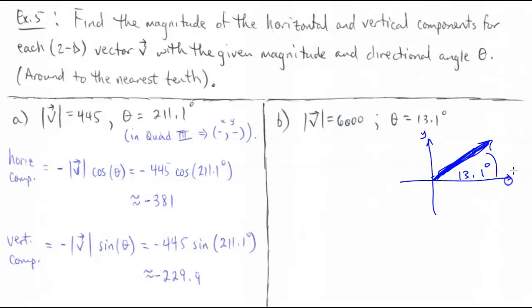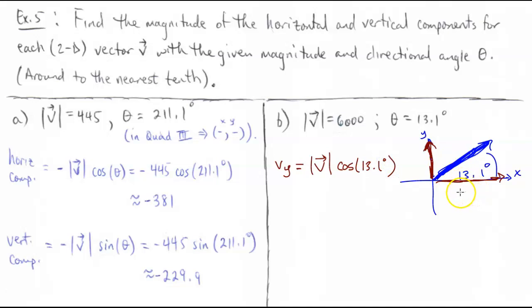And this would be the y-axis here. And of course, what we're trying to find is how much of this force is vertical and how much of this force is actually horizontal. So in looking at this, we know that the horizontal component, and I'm just going to call this V sub Y, is just going to be the magnitude of this vector and cosine of 13.1 degrees.